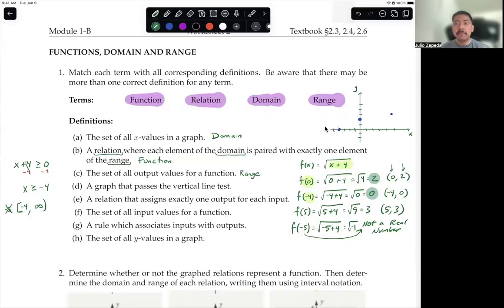That's not going to work. -6 is not going to work. Anything to the left of -4 will not work. We could plug in larger numbers, larger than -4, and we've done that. And we plugged in 0 and +5.